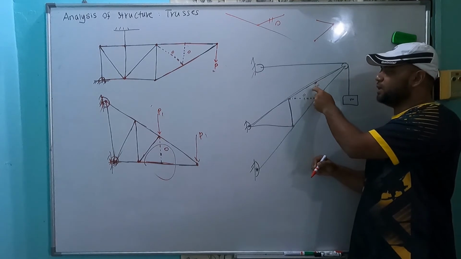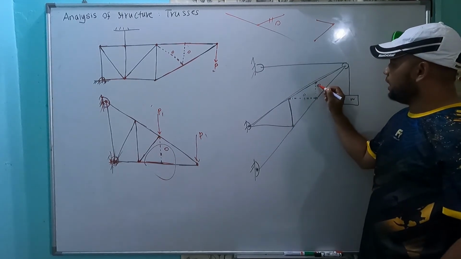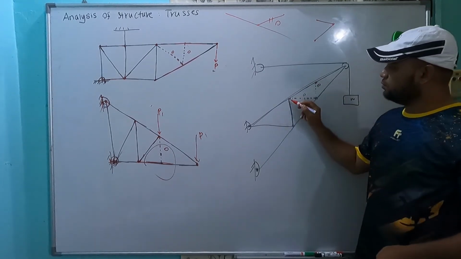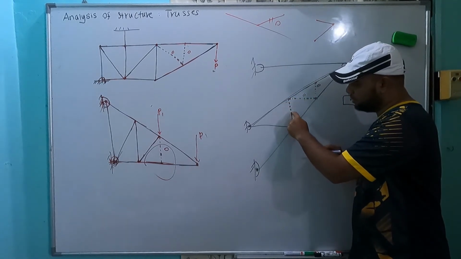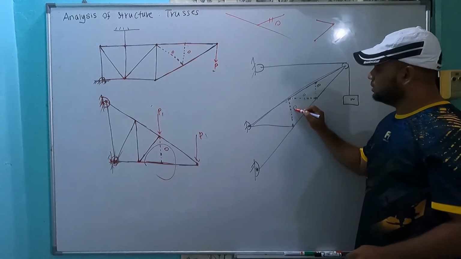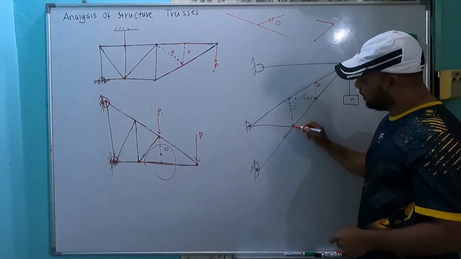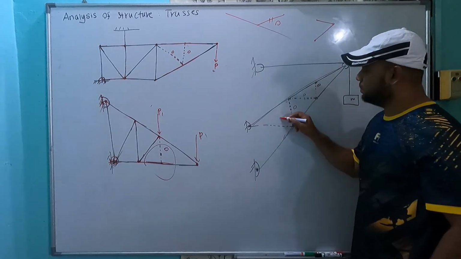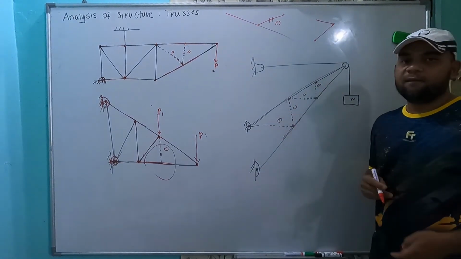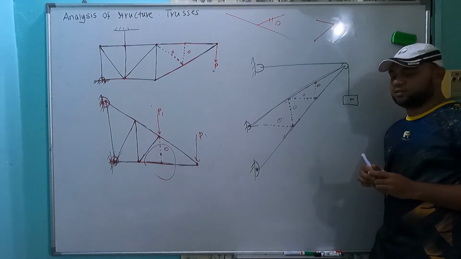So starting from here, you see that it is 0. Now I have eliminated here. This one will become 1, 2, and 3, so this one is also 0. Now at this part we have 1, 2, and 3, so this one is also 0. So we have 1, 2, 3, 4 parts which are actually zero force members.